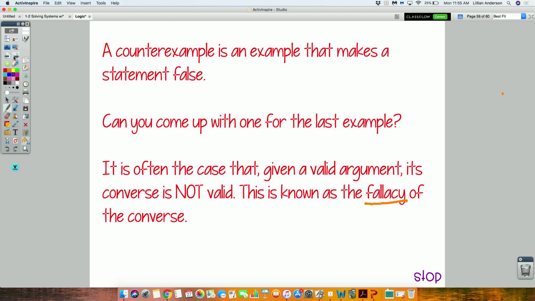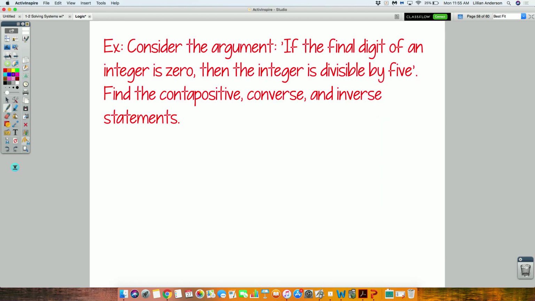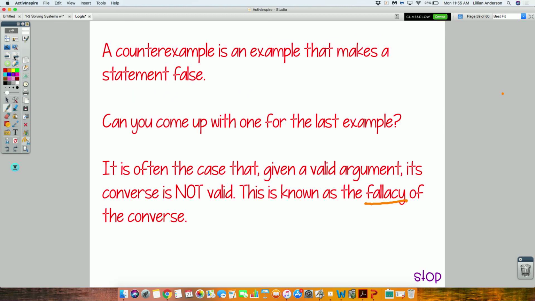0. Okay? So, a counterexample is something that makes it false. So, if the final digit of an integer is 0, so it has to end in 0, then it has to be divisible by 5. The only thing that will work would be 0 itself. Here's another one. If x squared equals 1, then x equals 1. Can anybody come up with a counterexample for that?